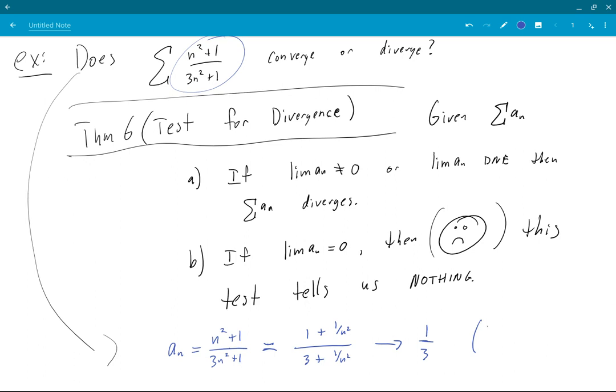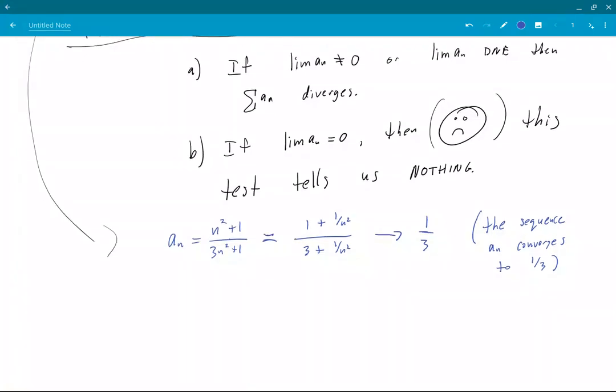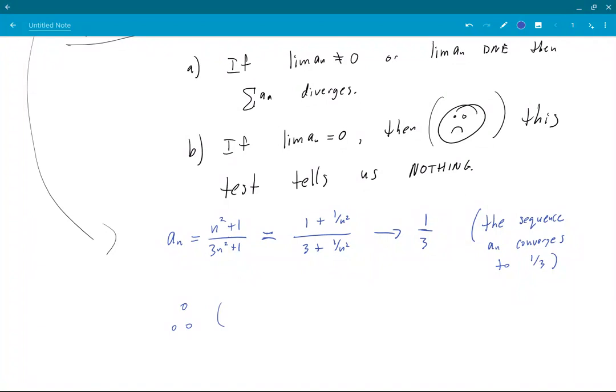So the sequence an converges to 1 over 3. Therefore, by theorem 6, is the summation n squared plus 1 over 3n squared plus 1 convergent or divergent?